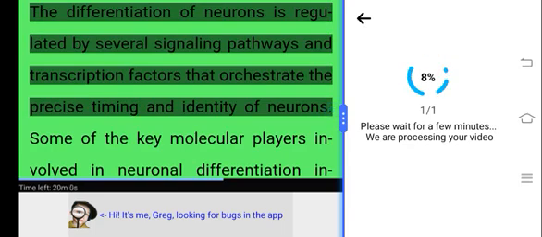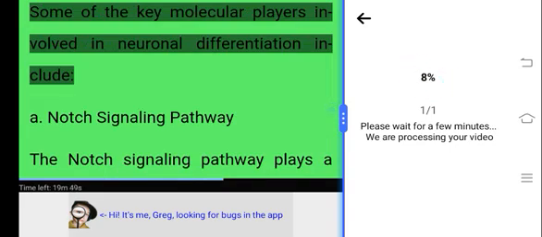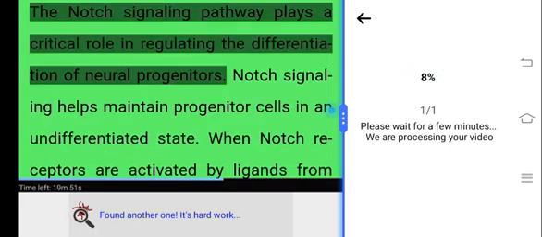The differentiation of neurons is regulated by several signaling pathways and transcription factors that orchestrate the precise timing and identity of neurons. Some of the key molecular players involved in neuronal differentiation include A. Notch signaling pathway. The Notch signaling pathway plays a critical role in regulating the differentiation of neural progenitors.